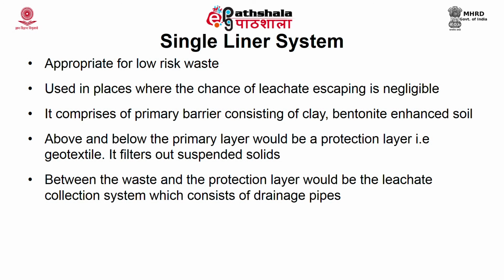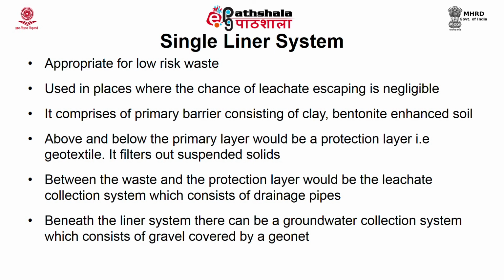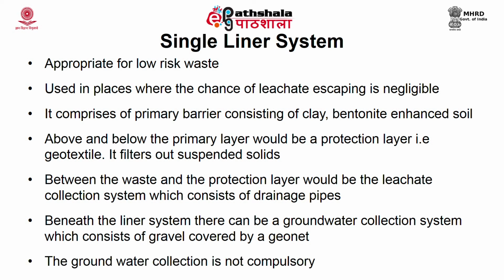Now, through this drainage pipe, the leachate which is collected will flow out. Sometimes, as I told you, the leachate collection system will be lined with a geonet, again to prevent the entry of suspended material into the collection system. Now, beneath the liner system, there can be a groundwater collection system which is made up of gravel covered by a geonet. Now, this is an optional layer, not necessary that every liner system should have a groundwater collection system. So, it is not compulsory, it is optional. If you want, you can have a groundwater collection system.